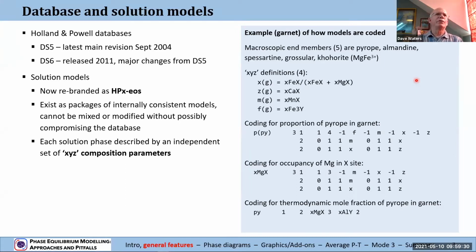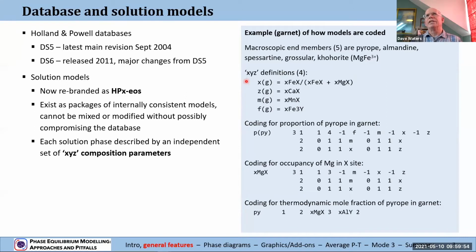Solution phase, again, there's a difference between this and certain other approaches, is described by an independent set of composition parameters, normally loosely called x, y, z parameters. On the right-hand side, I've given an example of garnet, for how that would be coded. With 5 end members here, you're going to need 4 independent parameters to describe them.